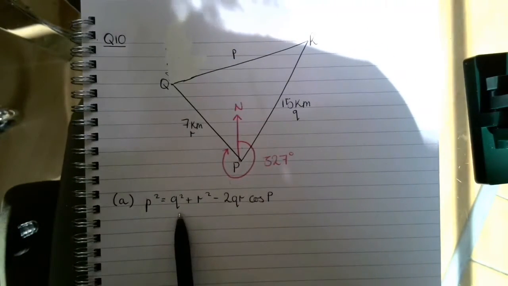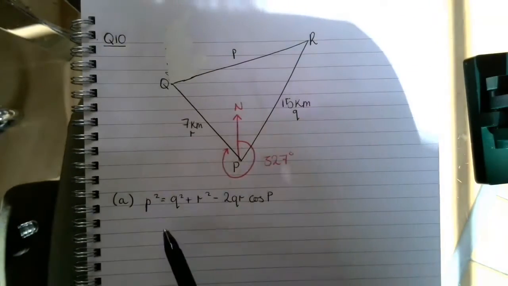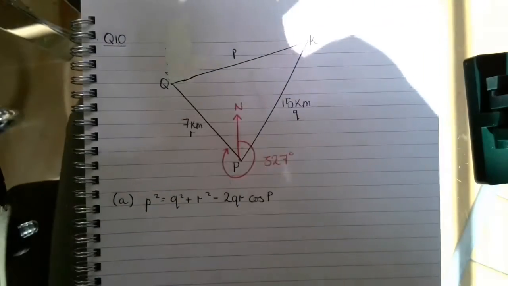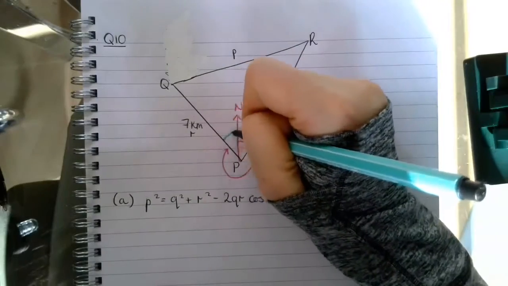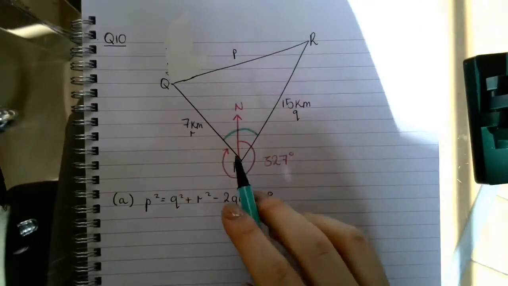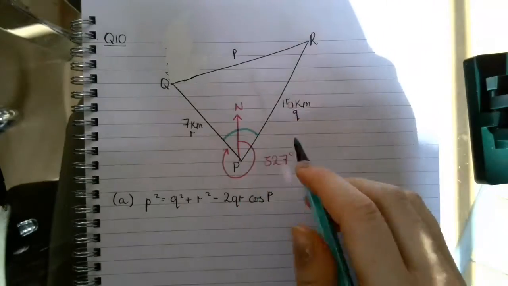Now the cos rule, I have rewritten it in terms of P, Q and R. So all we need to do first is calculate this angle here, P. So the angle P, we've got 360.